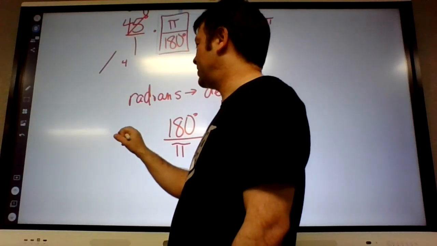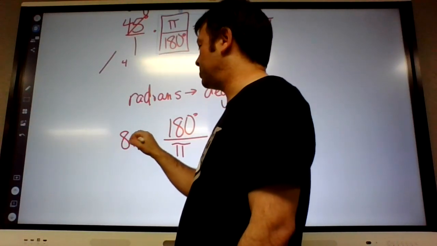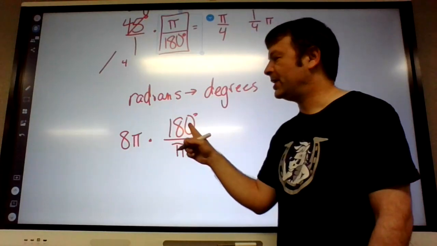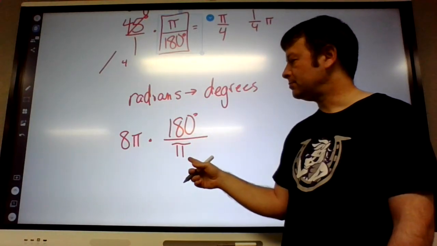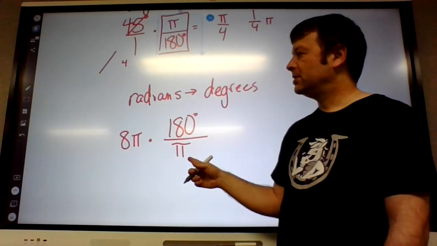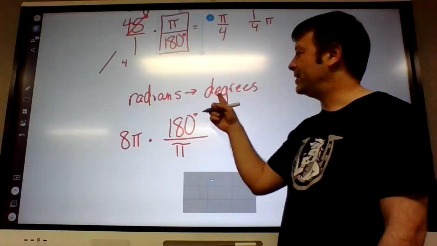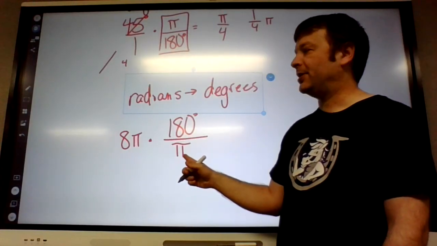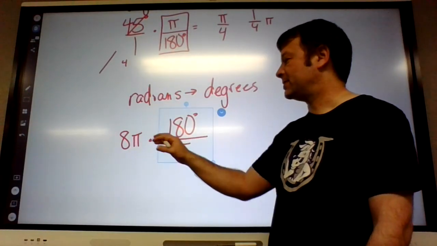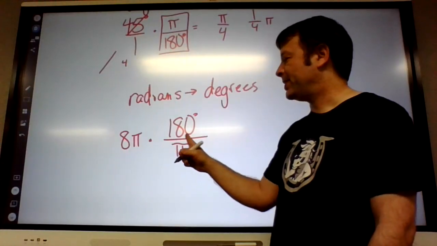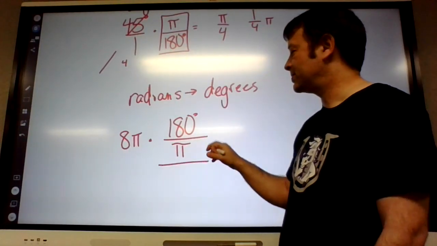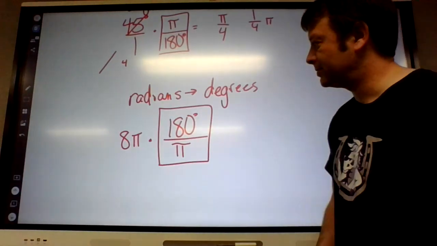Okay, so let's say we had 8 pi, and I want to know what that is in degrees. You would multiply by 180 over pi. When you're converting into degrees, you want to get rid of the pi's, so they cancel out, because that's the radian part. So you want pi in the denominator. But this is the magic thing right here.